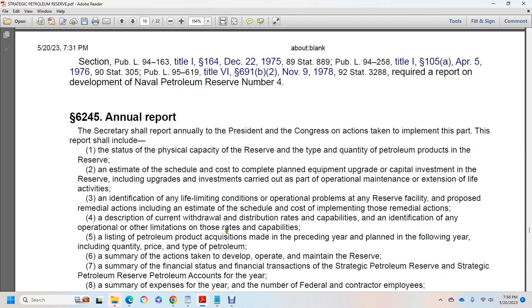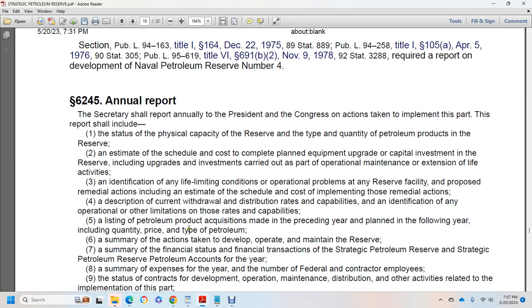An estimate of scheduled costs to complete planned equipment upgrades, including capital investments and reserve upgrades, investments carried out, and operational maintenance extensions for the life of the activities; identification of any lifetime conditions and operational problems with the reserve facility; proposed remedial actions, including assessment, schedules, and costs to implement those remedial actions; a description of current withdrawal and distribution rates and capabilities; identification of any limitations on the operation, rates, capacity, or capabilities. (5) A list of petroleum product acquisitions made in the preceding year and plans for the following year, including quantity, price, and type of petroleum.